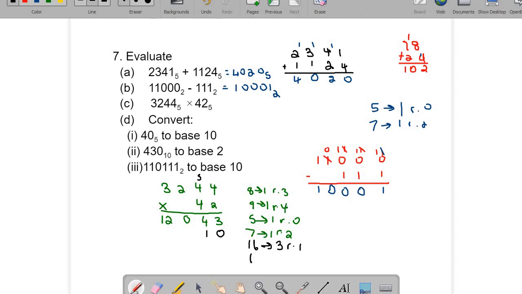We can't write 11, so we're going to find out how many groups of 5 we can get from 11. That's going to be 2. 5 times 2 is 10. 10 from 11 is going to give you a remainder of 1, right? So we're going to put down the 1, carry the 2. Sorry, I almost said 1. Remember, we have 2 groups of 5, so we're going to be carrying 2 to the next place value.